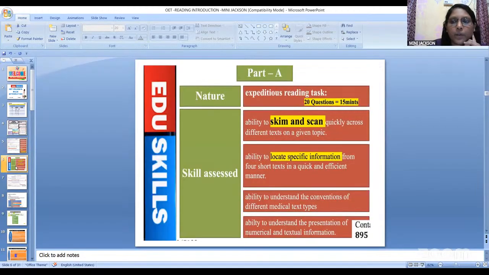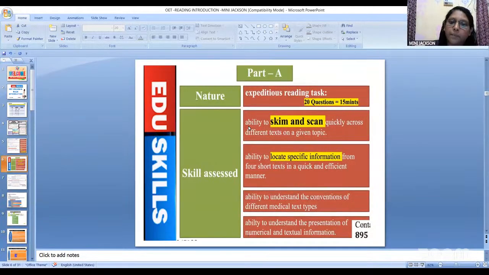Then we need to understand the nature of Part A. Part A is expeditious reading, which means fast reading. We need to do skimming, scanning, and go for the analysis. Then come back, go again to the question text, and that is the method we need to follow.